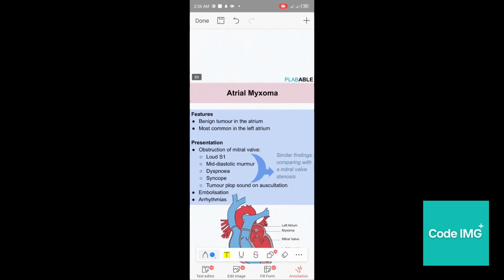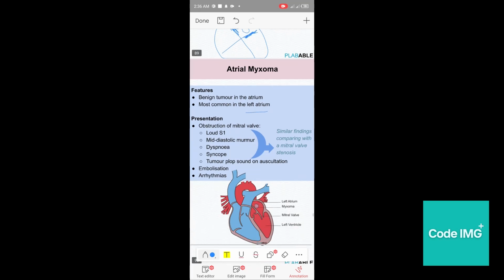Now comes the atrial myxoma. It's a benign tumor of the atrium, mostly in the left atrium. It is attached to the interatrial septum. So here it is attached, and it is freely moving, like a pedunculated mass. Sometimes it comes in the way of the mitral valve as well, then it causes the problem. So it's a benign tumor that is mostly in the left atrium, and it is attached to the interatrial septum.